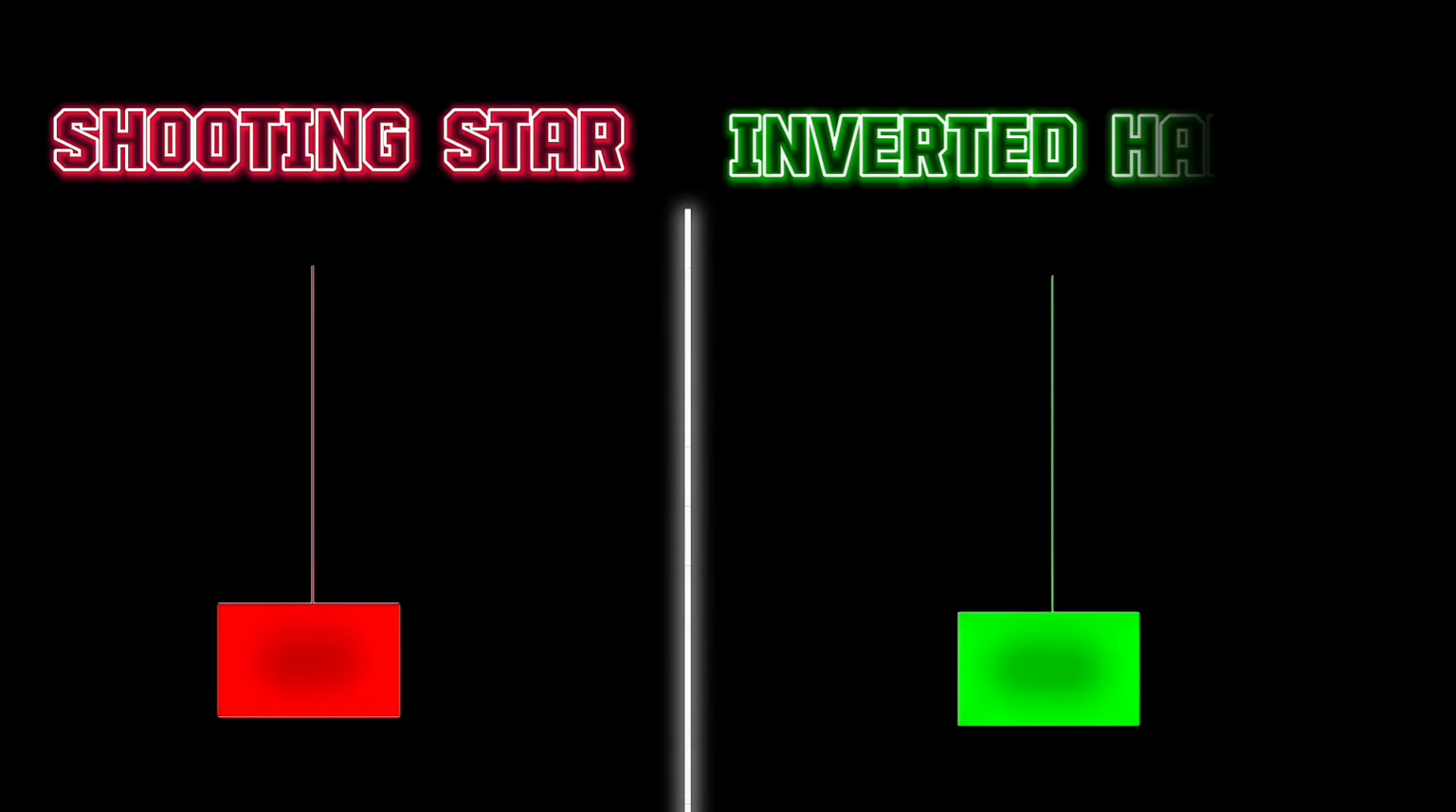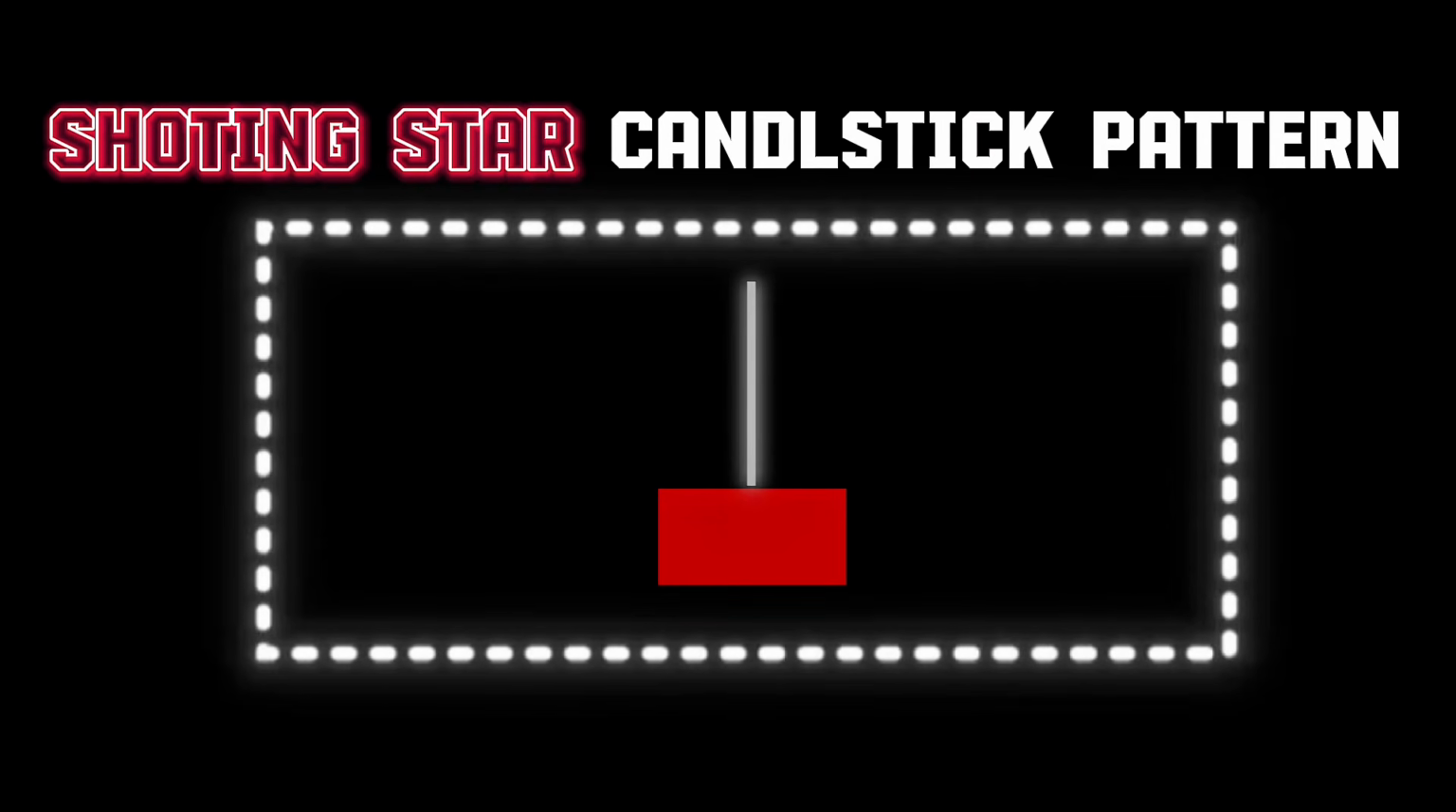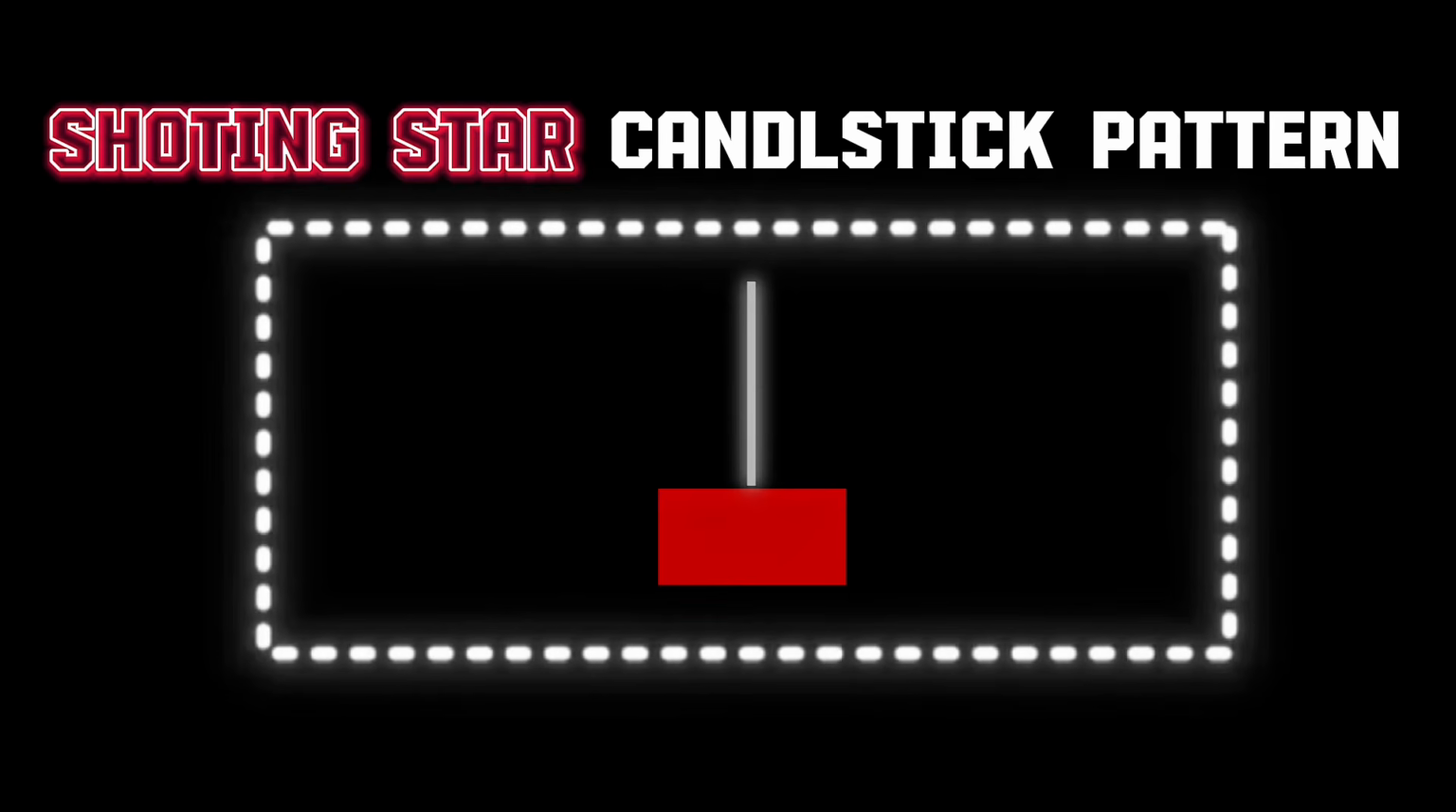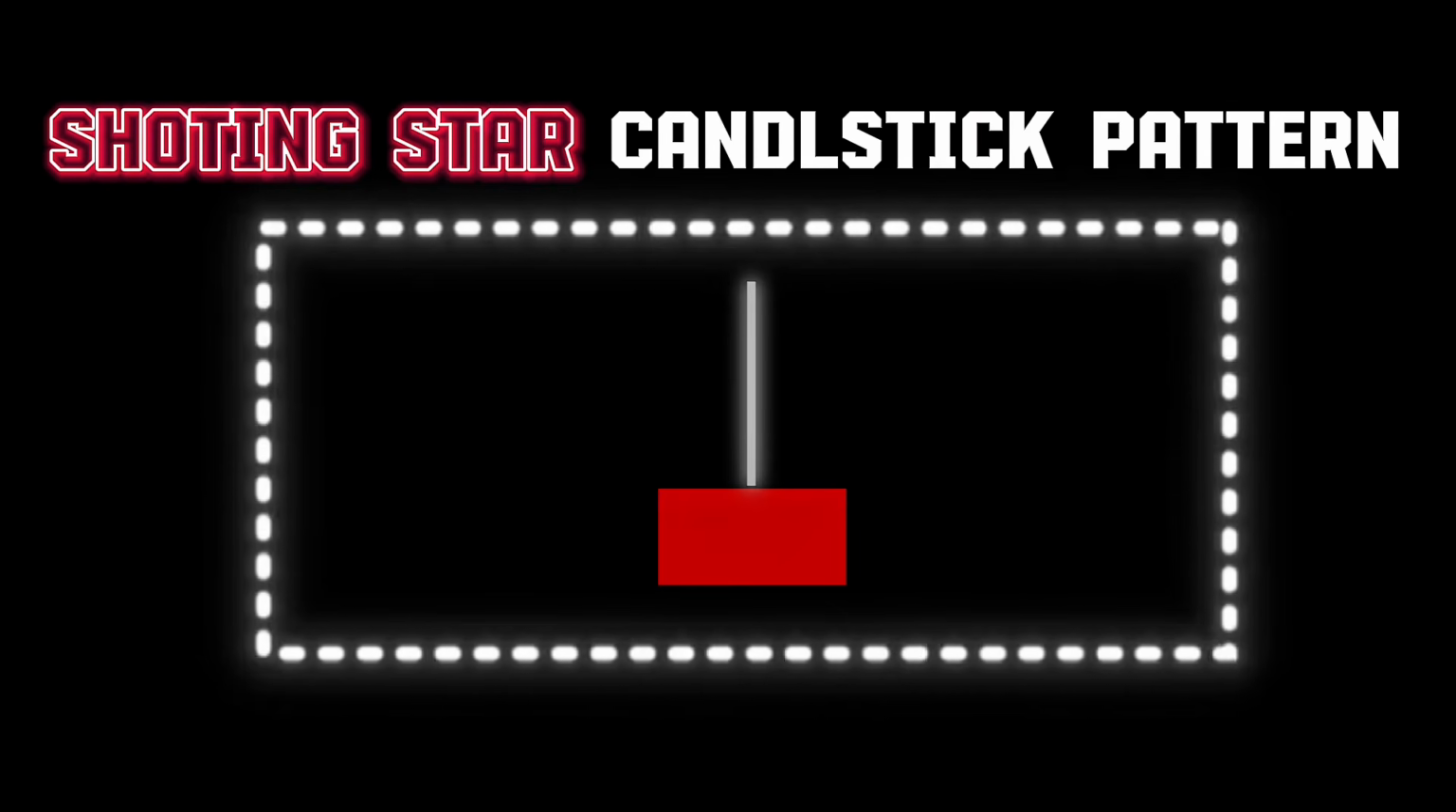Now let's move on to the shooting star and inverted hammer candlestick patterns. Imagine price is rising and reaches a certain point where buyers try to push it higher. But at the top, sellers are waiting, and they push the price back down sharply. As a result, the candle closes near the open, leaving behind a long upper wick. This candlestick is what we call a shooting star. It's a bearish reversal pattern, and when it forms at the top of an uptrend, it often signals that the market is ready to reverse downward.